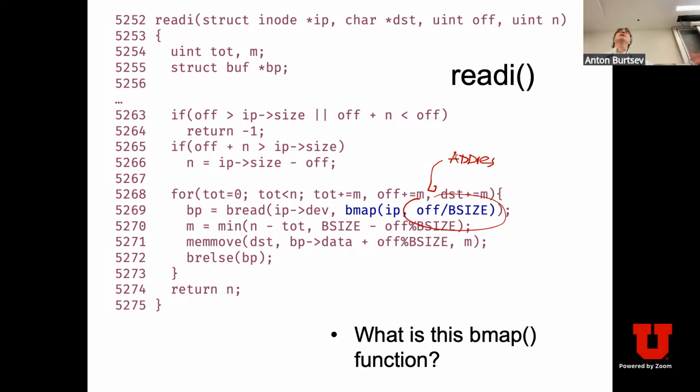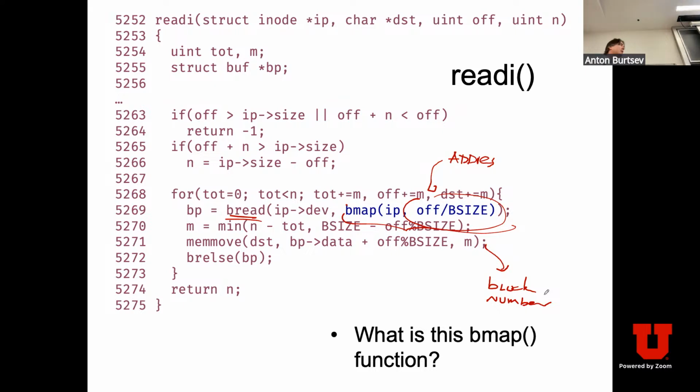logical address within the inode and then translates it into a physical address on disk, it returns it and puts it as an argument into the bread, right? Because bread just reads physical blocks from disk, right? It doesn't know anything about the inodes. So the output of this function is a block number.